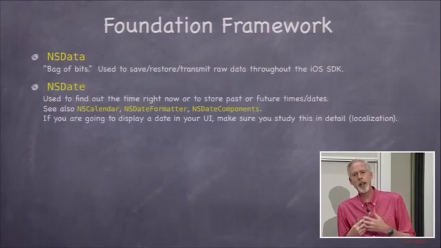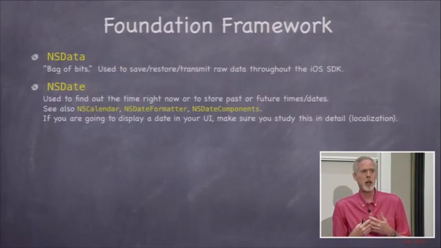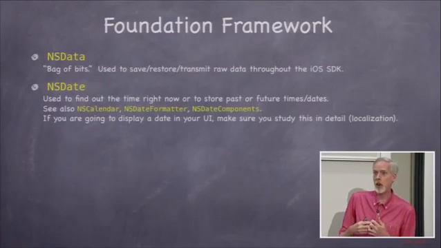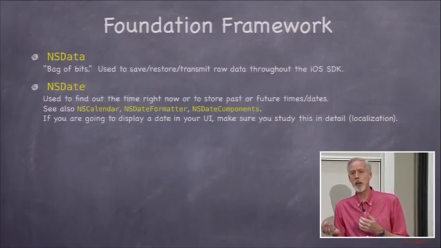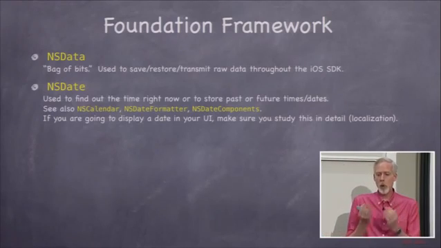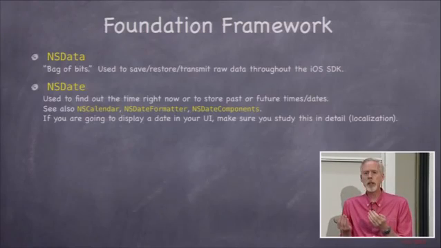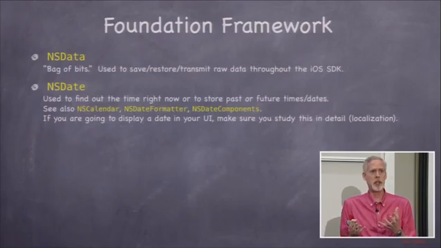One thing to think about with NSDate: if you're going to put a date in your UI, you've got to know what you're doing. Okay? Why is that? That's because dates vary dramatically all around the world. And I'm not just talking about in French the month names being different, but the order of whether the month comes first or the day comes first varies. Some locales on Earth don't even use the same calendar as we use, okay?